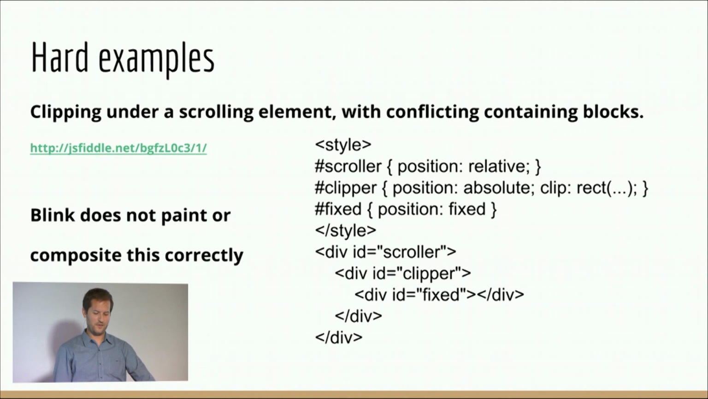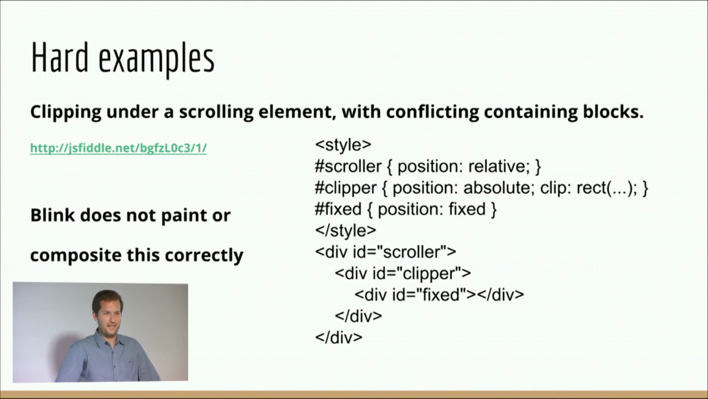So you have a scroller, a clipper, and a fixed position. The scroller, I guess I forgot to put the overflow scroll. You have an overflow scroll position relative div, and then below that you actually have a position absolute element that clips inside of a rectangle the children below it. And so as you remember, the containing block of the clipper is the scroller element because it's a positioning ancestor. And so the clipper element is both clipped and scrolled by its parent. Right? Yes? It's clipped and scrolled.